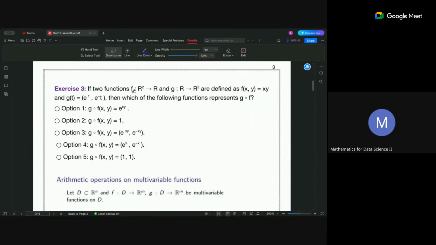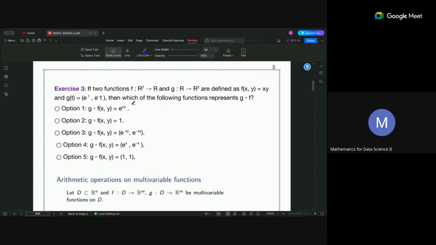Let us say you have two functions f and g. f is from R2 to R and g is from R to R2. Here f of x comma y is xy, and g of t is e power t, e power minus t. Which of the following functions represents g composition f?